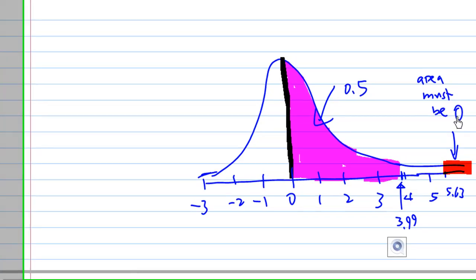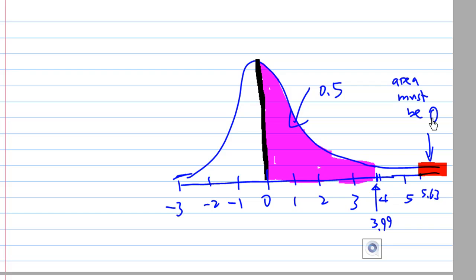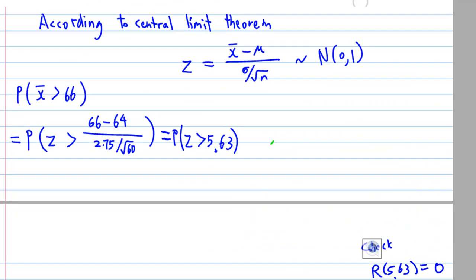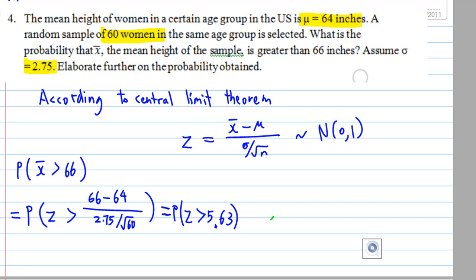If you have a calculator with p, q, and r function, you can also check by using the calculator for r of 5.63. You'll find that this number is also 0. So, go back to the problem now. The probability that z is greater than 5.63 is 0.